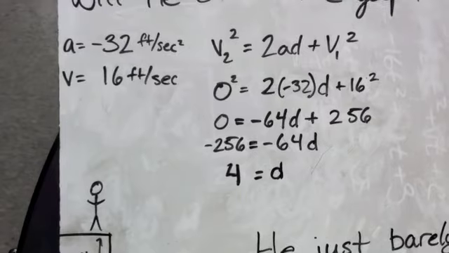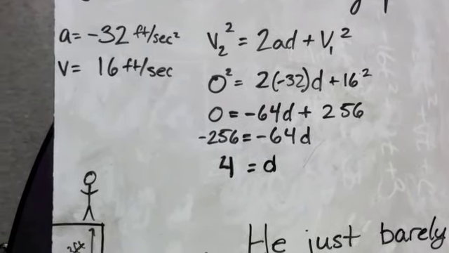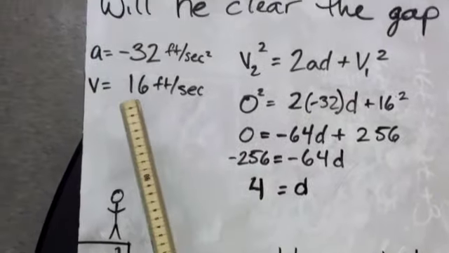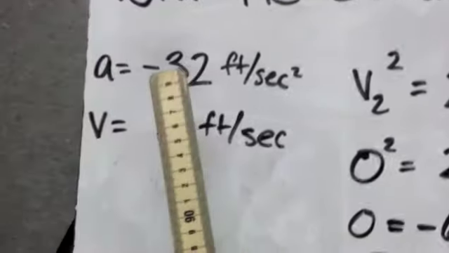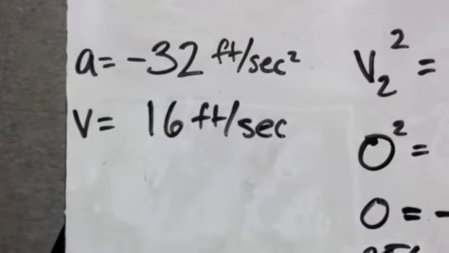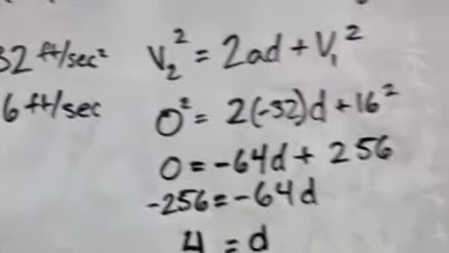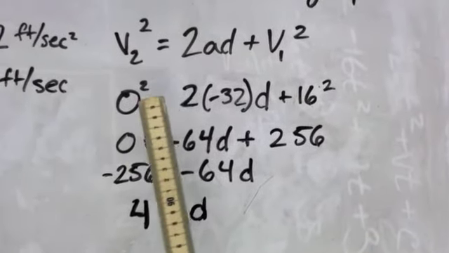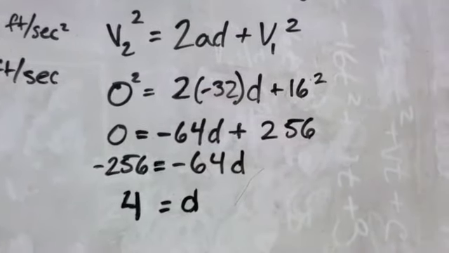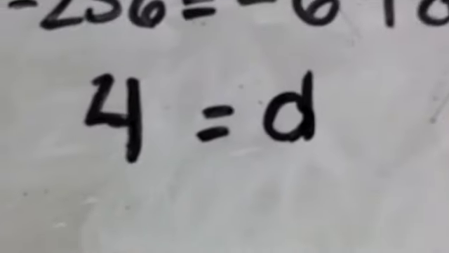In order to figure out whether or not he will make it across the gap, we're going to use a somewhat physics equation. We know that his acceleration due to gravity will be negative 32 feet per second squared, and his initial velocity that he's jumping at is 16 feet per second. Using the equation v2 squared equals 2ad plus v1 squared, we can solve to see how far the robber will make it and if he will clear the gap.